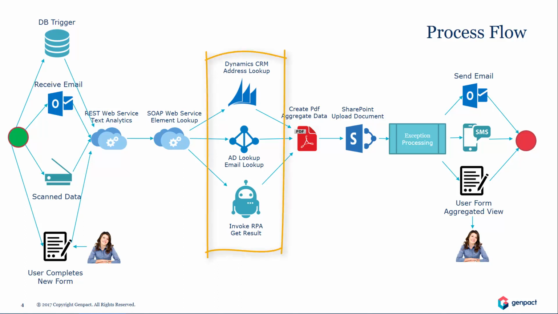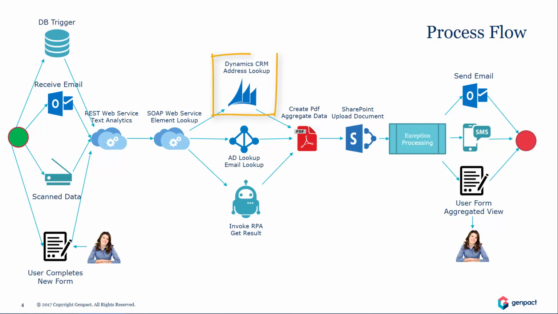Next, the process will split 3 ways. It'll look up an address from Dynamics CRM, it'll get an email address from Active Directory, and invoke a robot to go and get some data from a spreadsheet. All the data collected in the process so far is now aggregated and collated into a PDF document, which is uploaded into a SharePoint document library. Next is some exception processing, which I'll come to in a moment. And finally, notifications are sent out by email and SMS.